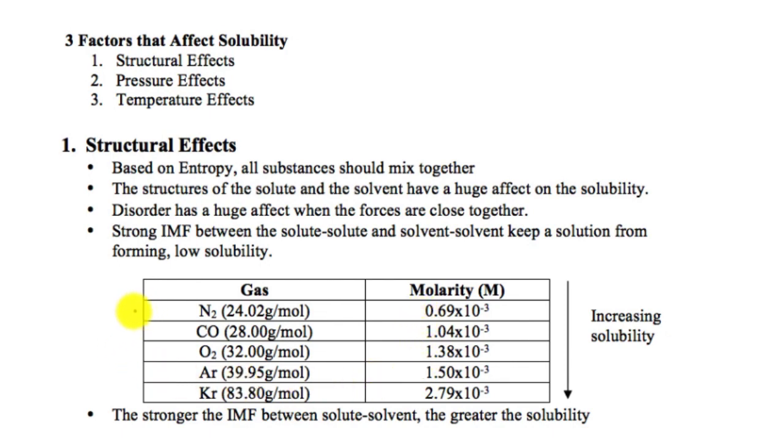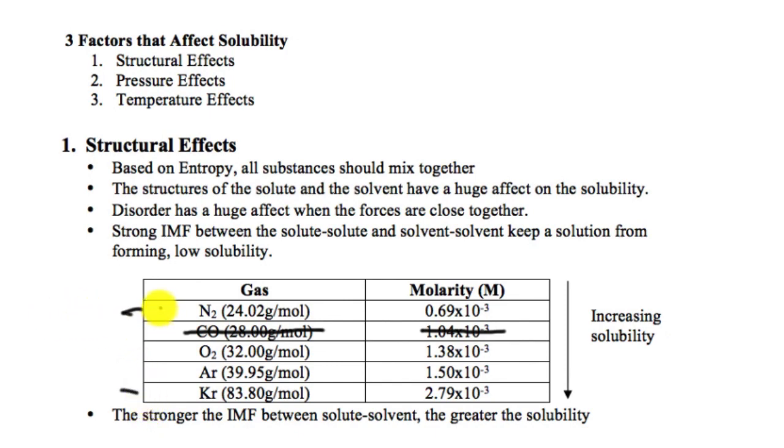So why is it that nitrogen has a low solubility where krypton has a high solubility? Well, if we look at these substances, excluding carbon monoxide, I don't know why it's in here, we're just going to ignore that one for now. So we've got nitrogen, oxygen, argon, and krypton. The reason I'm taking that one out is that it's a dipole substance. We want to look at all nonpolar substances. So nitrogen, oxygen, argon, and krypton all have nonpolar attraction forces.